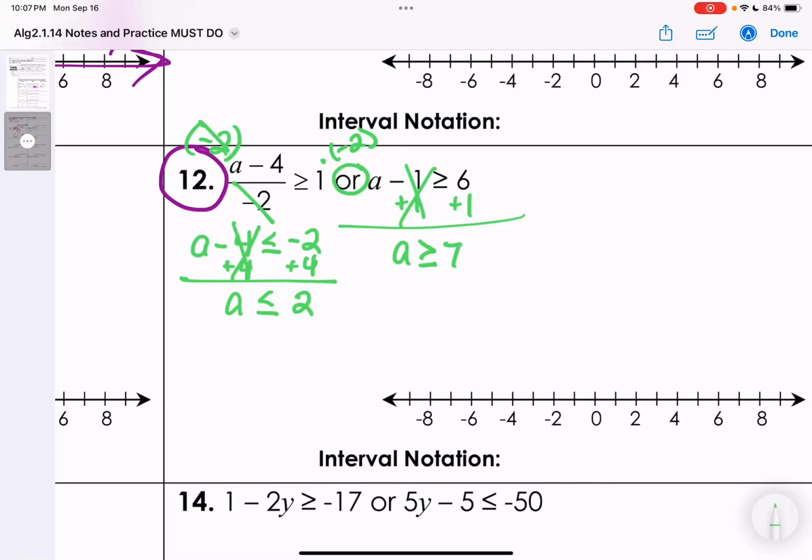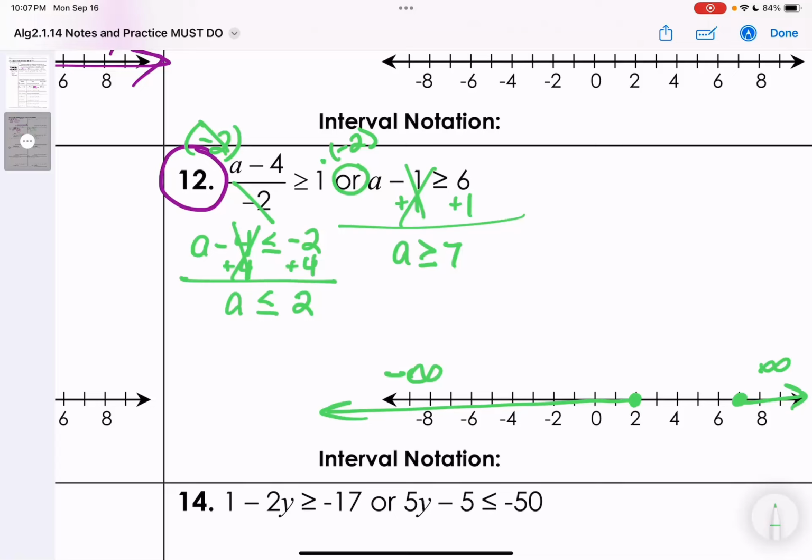Okay, so this is an or situation. So I've got a less than or equal to 2. This is what we did on a previous lesson when we did the or compound inequalities. So remember, this is negative infinity this way. And then I'm going to have x is also greater than or equal to 7. And this is positive infinity. So this is where, since it's or, this is a solution.